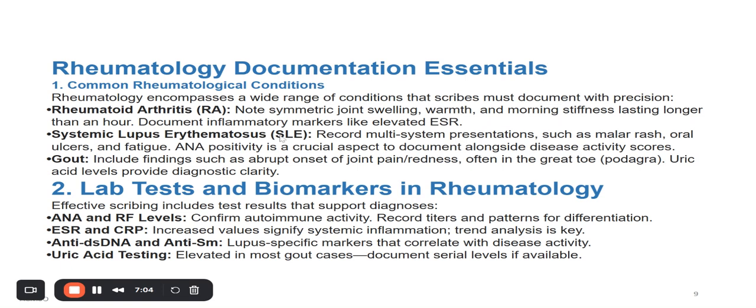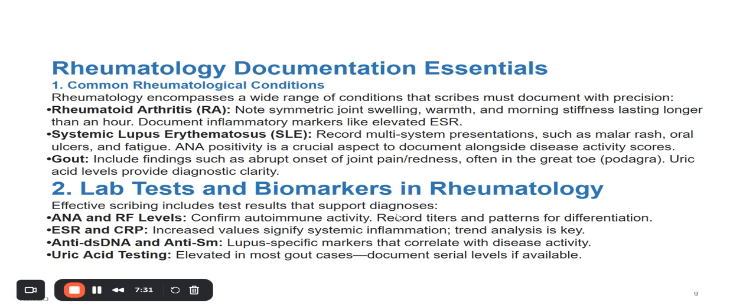Systemic lupus erythematosus, SLE: record multi-system presentations such as malar rash, oral ulcers, and fatigue. ANA positivity is a crucial aspect to document alongside disease activity scores. Gout includes findings such as abrupt onset of joint pain and redness, often in the great toe, podagra. Uric acid levels provide diagnostic clarity.